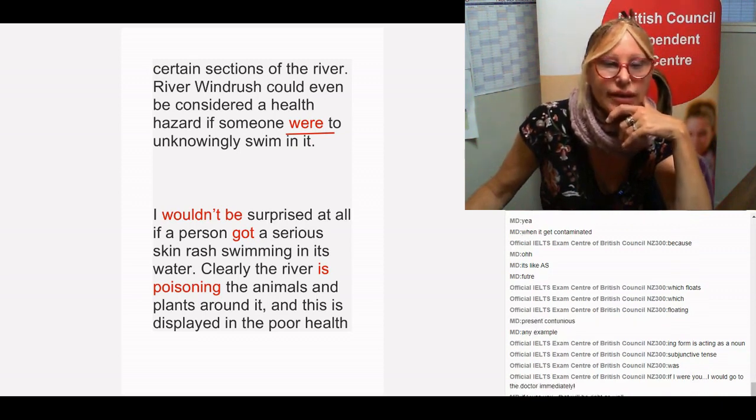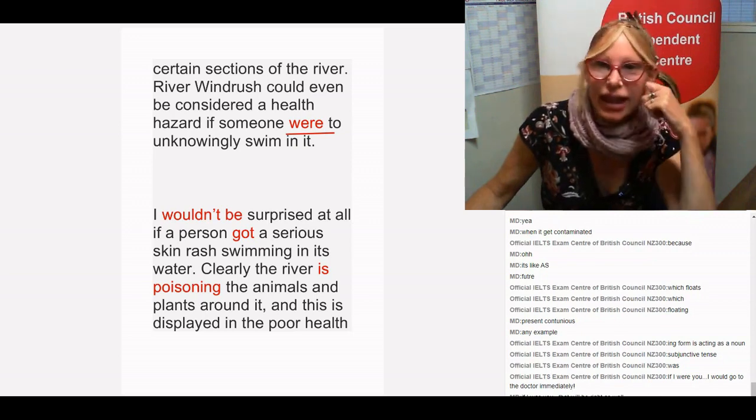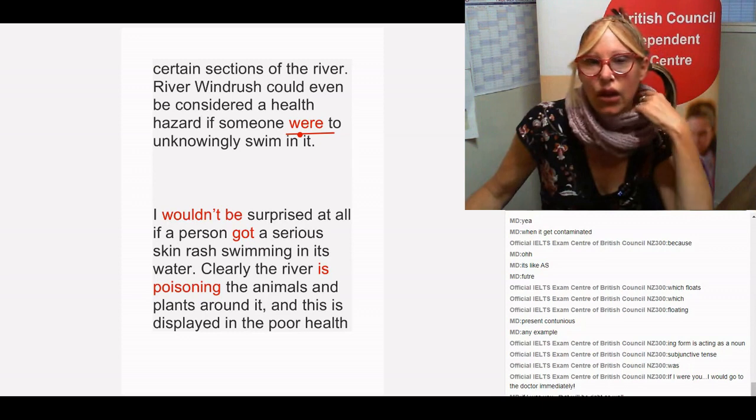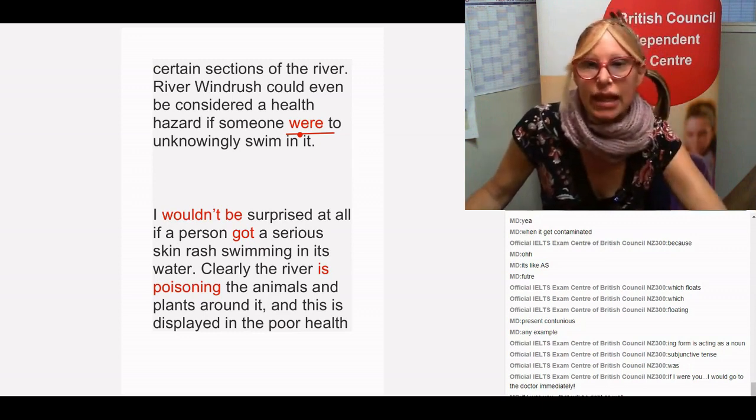Yes, if I was you, it's exactly the same. So both are correct, but sometimes you might see this written, and don't be afraid to use it sometimes if you want to. It's exactly the same as was.